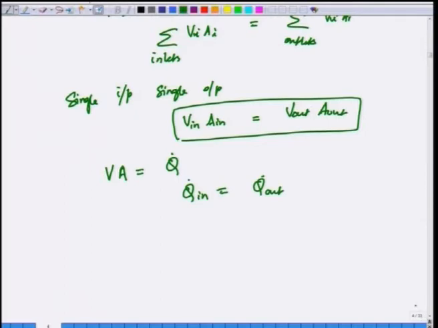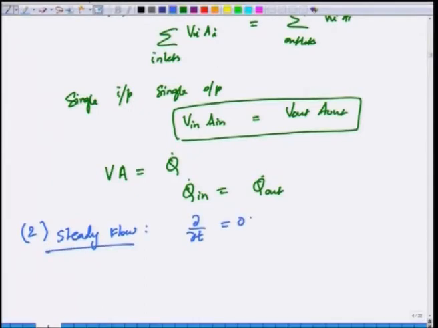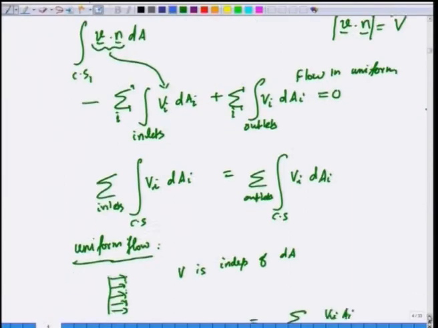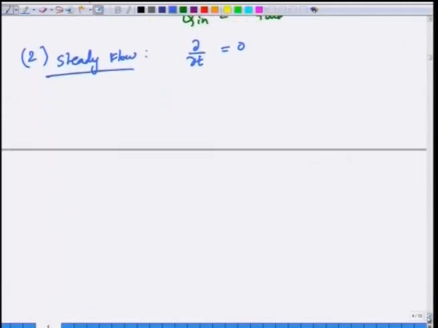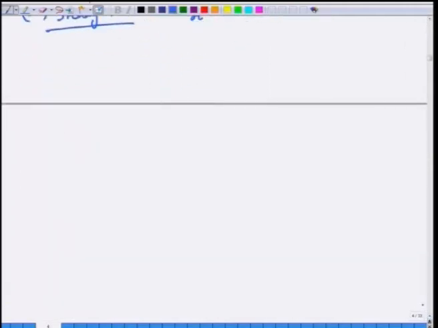Now you can also consider another approximation, the steady flow approximation. When the flow is steady, d/dt is 0. Whether the fluid is incompressible or not does not matter. We are merely considering steady flow, that is d/dt is 0. When d/dt of any quantity is 0, we have the general mass conservation equation: d/dt of the integral of rho dV over the CV is minus the integral over the CS of rho V dot n dA.